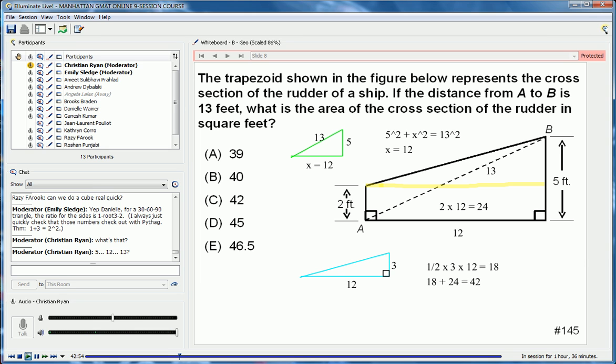Raise your hand if you did it in a different way. Yeah, Ryan. The problem stated that it was a trapezoid, so to me it looks like a trapezoid that's been flipped on its side from what you would normally see. So you can just plug it into the trapezoid area formula, which is base 1 plus base 2 times the height divided by 2. So if you take 5 plus 2, which is 7, times 12, which is 84, divided by 2, that yields 42.